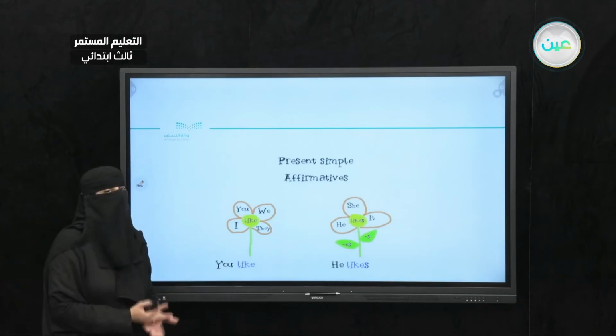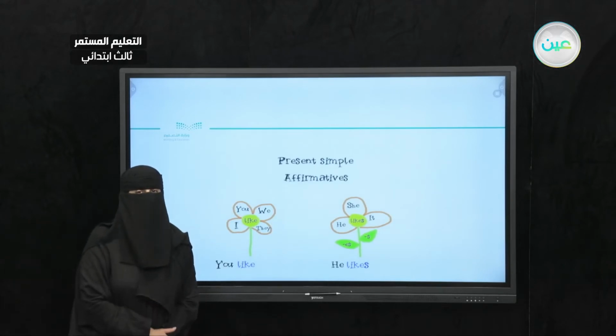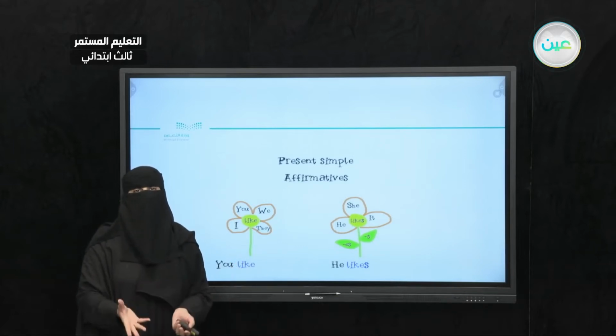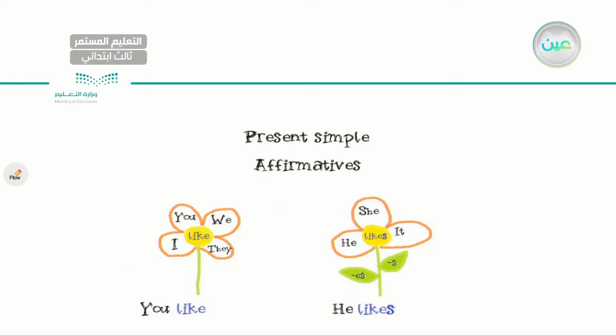Now, how to form the present simple? And this is a very important one. I try to give you this flower, so you can go ahead and draw it in your notebook to make it easier for you. We will be focusing on the affirmative sentences. So as you can see to your left, I have 4 different pronouns: you, we, I, they. Okay? So I like, you like, we like, they like, for example, school.